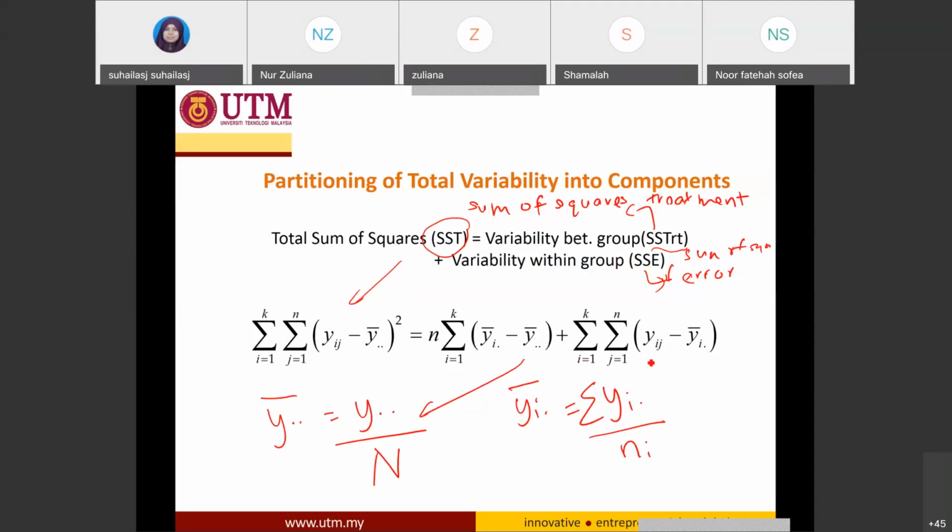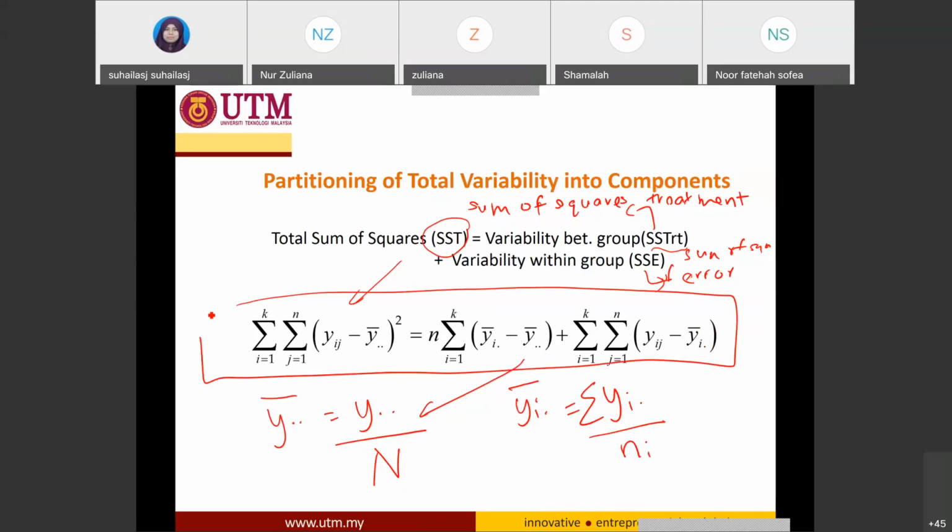So now sum square error. Okay, sum square error which is variability within group. So double summation Yij minus your Yi dot. Okay, kamu punya mean for first treatment and so on, setiap value tu. Okay, so that one is your variability within group. Okay, so kita akan expandkan dia punya formula, kita akan simplifykan lagi. Ini general formula. This is your general formula.